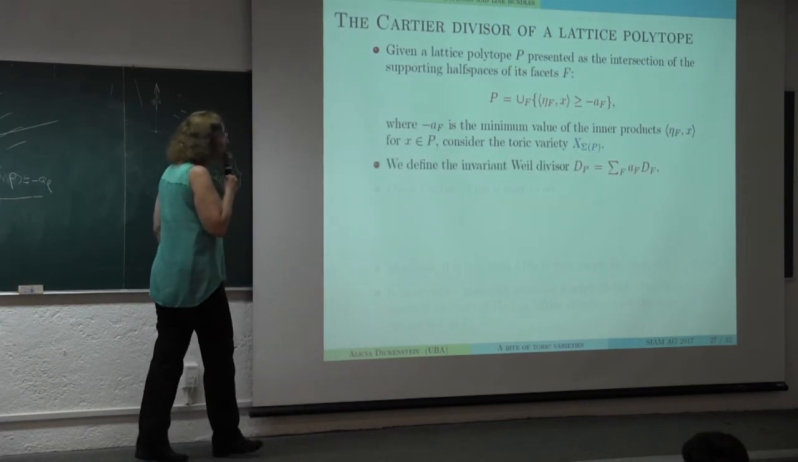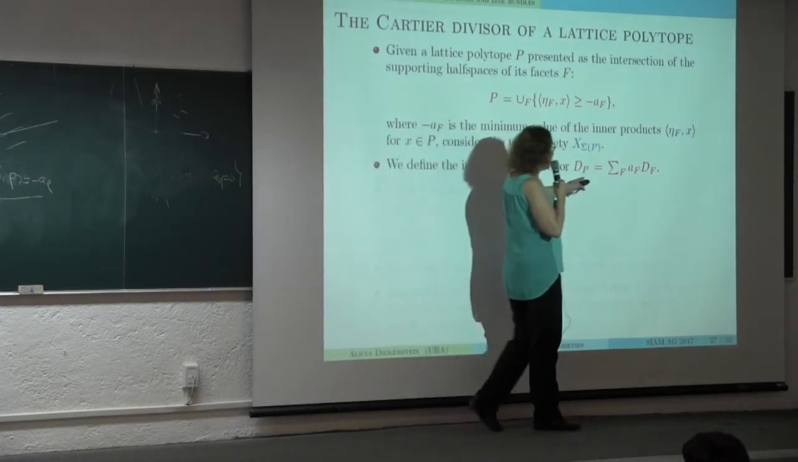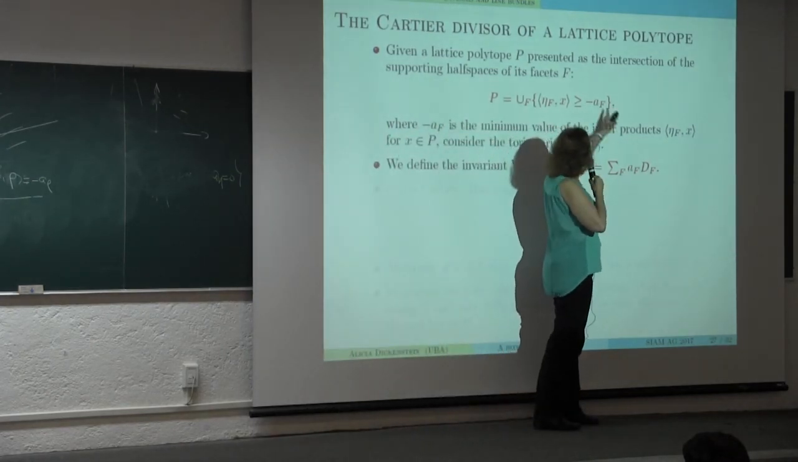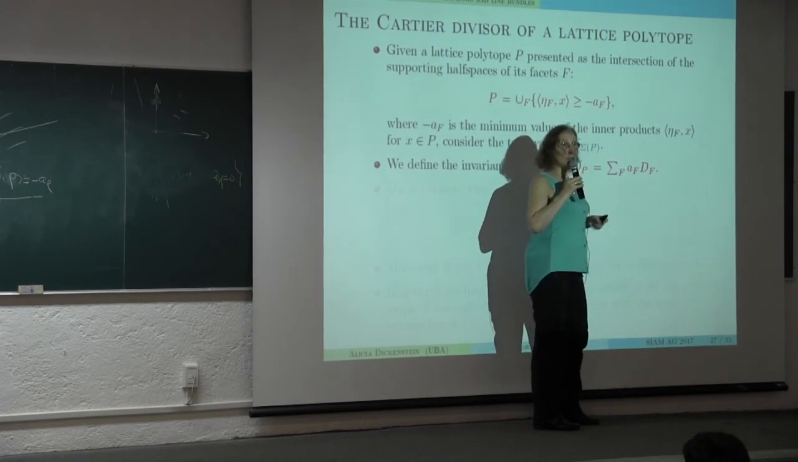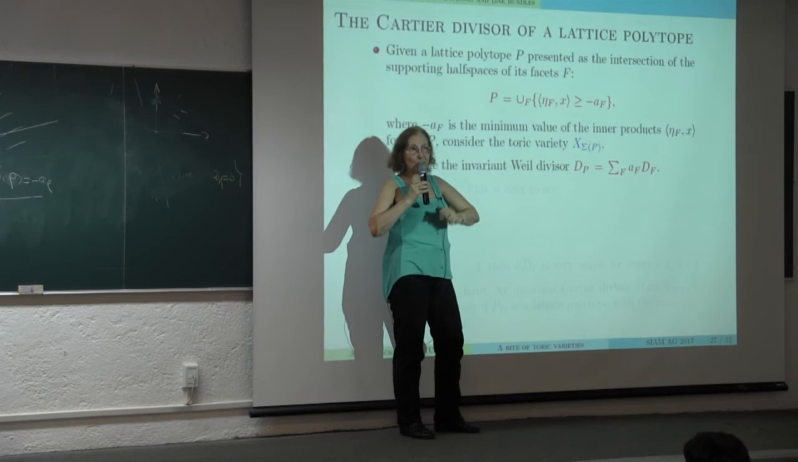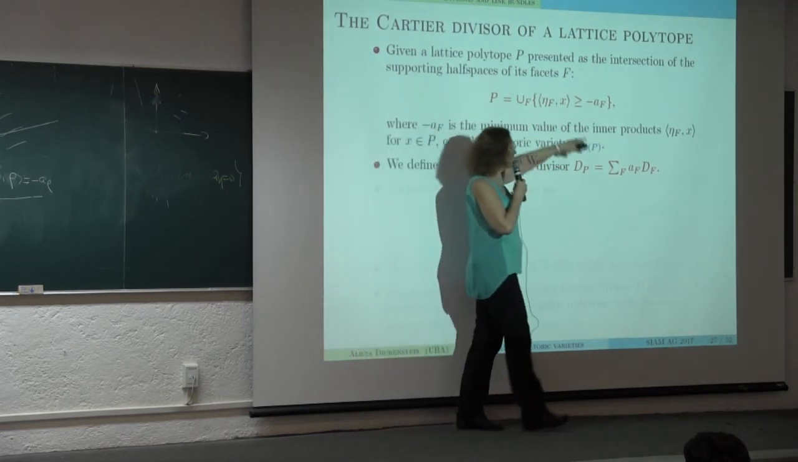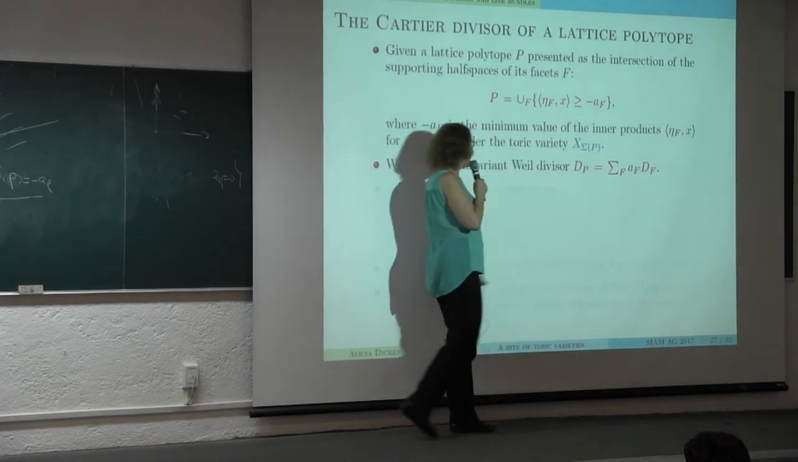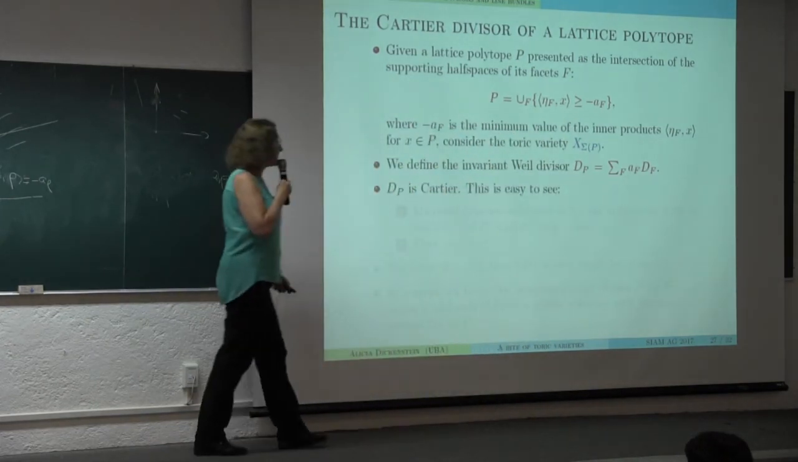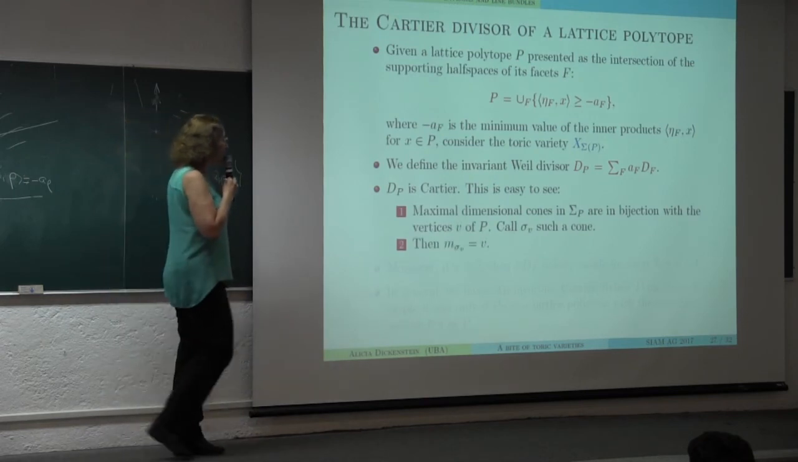And then from P, in this variety, I define an invariant valuation, which picks as coefficients these same numbers that describe the polytope. So the polytope has the direction of the facets and where they are placed. Now I construct the divisor from the polytope. And then what happens is that this divisor is Cartier, and it's easy to see because of the following.